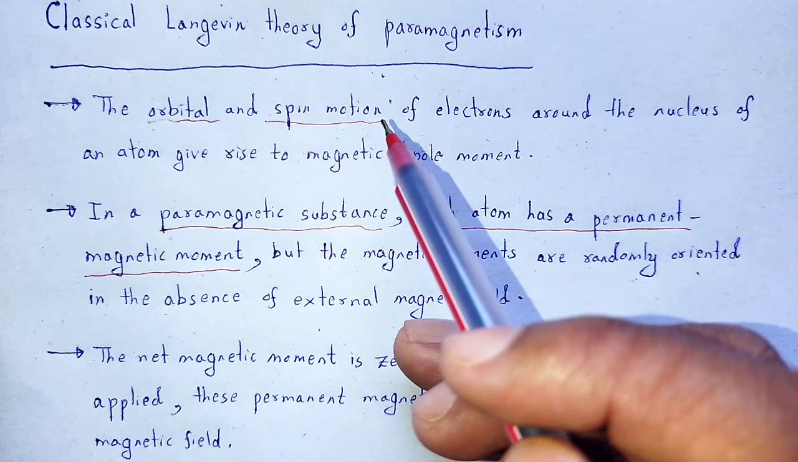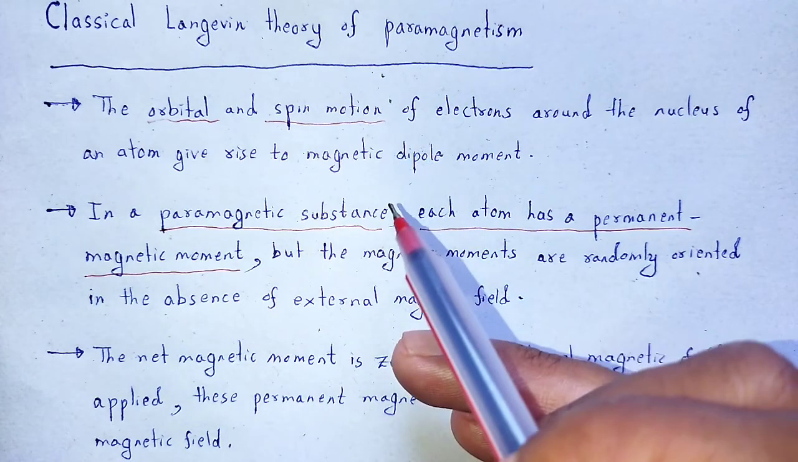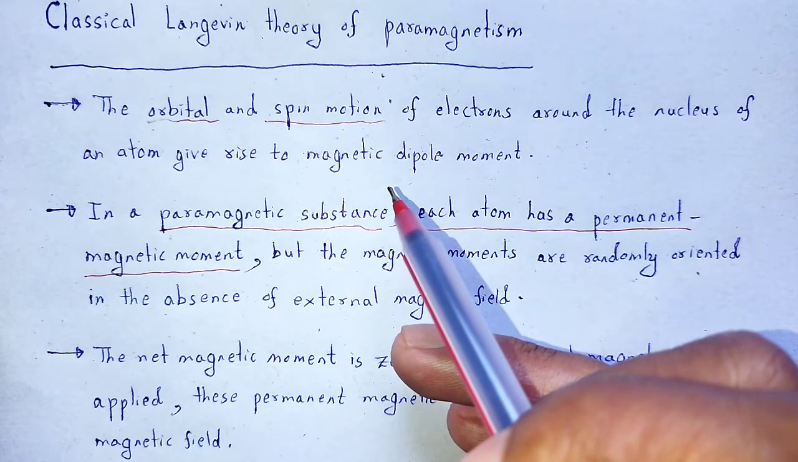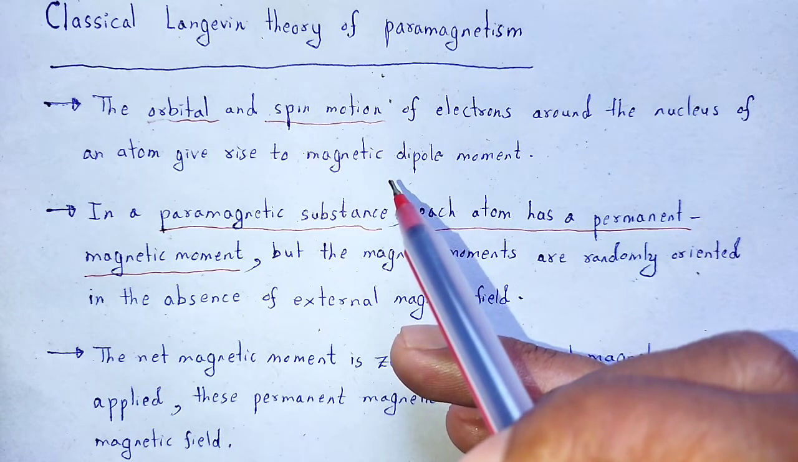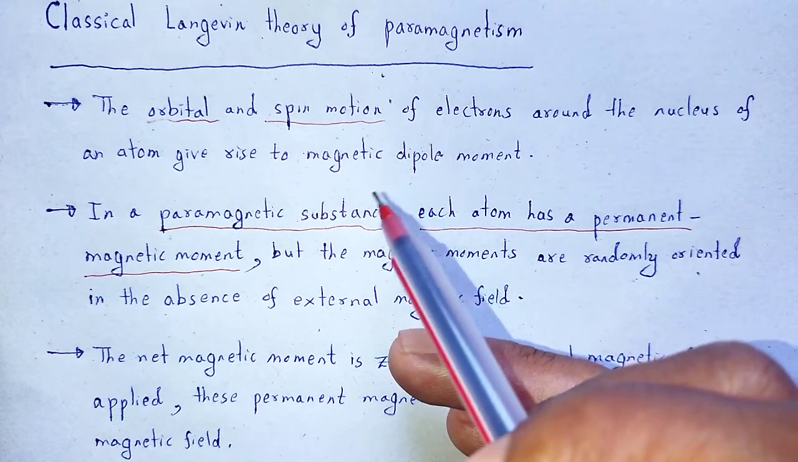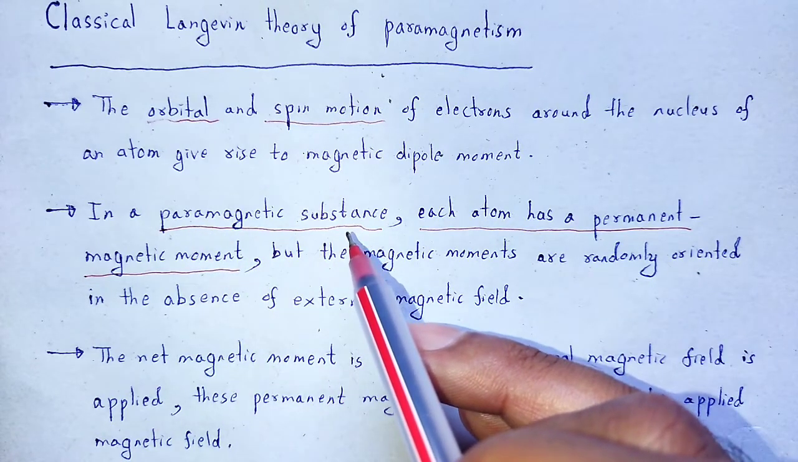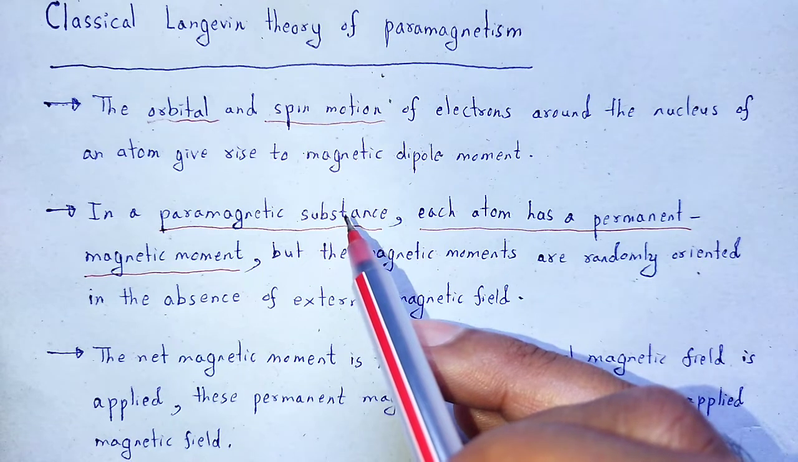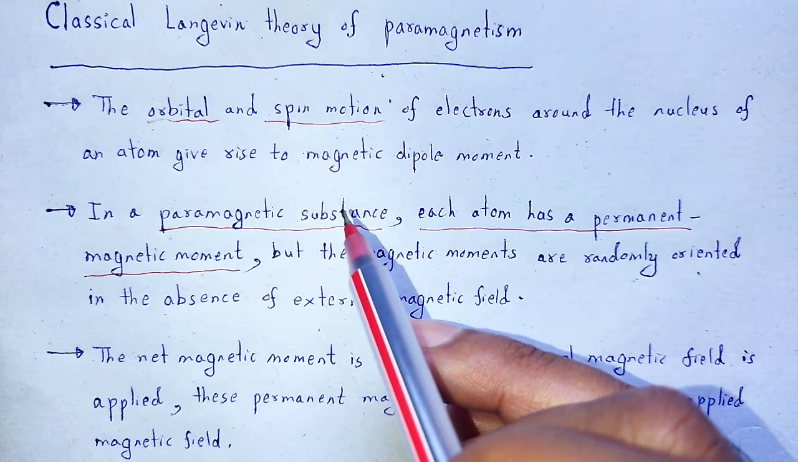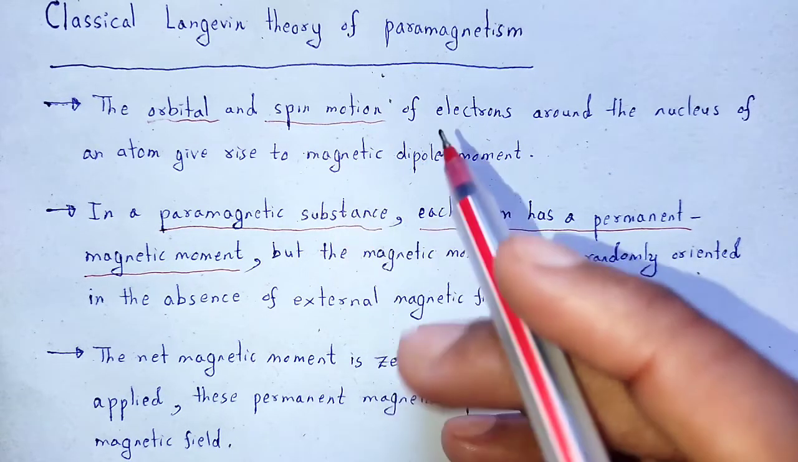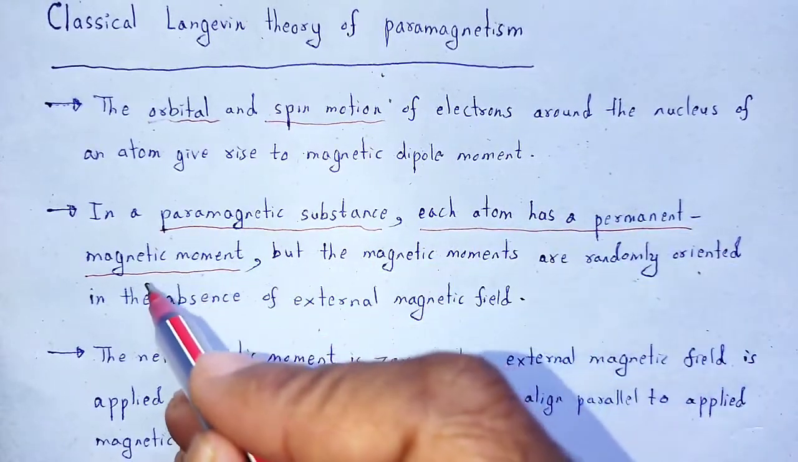In the diamagnetic case, there is an even number of electrons, so their net magnetic dipole moments cancel each other out and it will be 0. But in case of a paramagnetic substance, it has an odd number of electrons, therefore the net magnetic dipole moment is not cancelled out, or we can say there is no such result of 0. Therefore, that atom has a permanent magnetic moment.